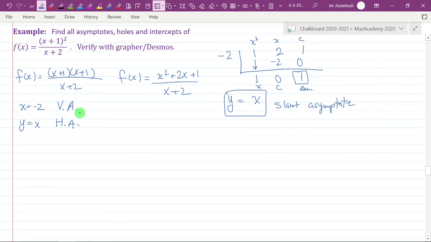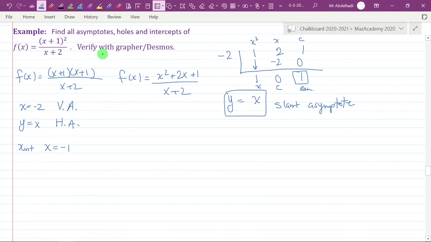What about the x-intercept? That happens when y is 0. Now this is a fraction. Your y here is a fraction. So you set the top equal to 0 only. You can see that you have an x-intercept at x equals -1. -1 would make the top 0.